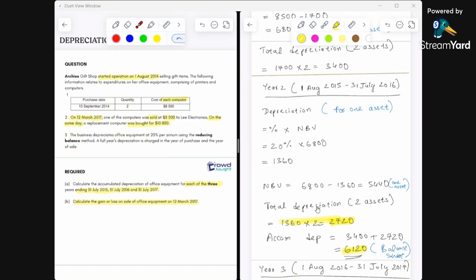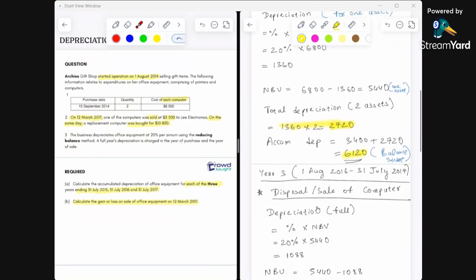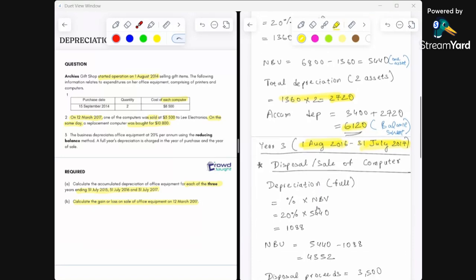Now let's move to the third year of calculation. So we'll start from 1 August 2016 and end on 31 July 2017. And if you recall, the second line of information given in the question right underneath the table clearly specifies that on the 12th of March, one of the computers was sold, and also on that same day, a replacement computer was bought. So we first want to find the depreciation for the computer which we have sold.